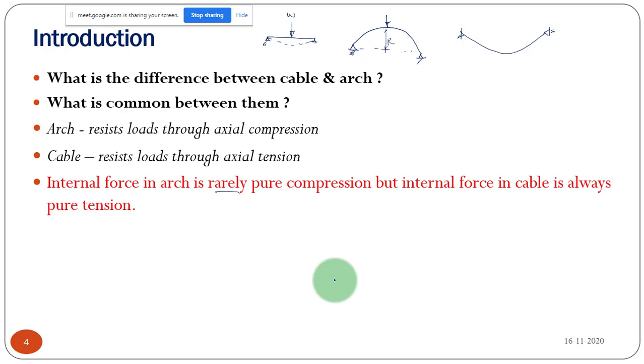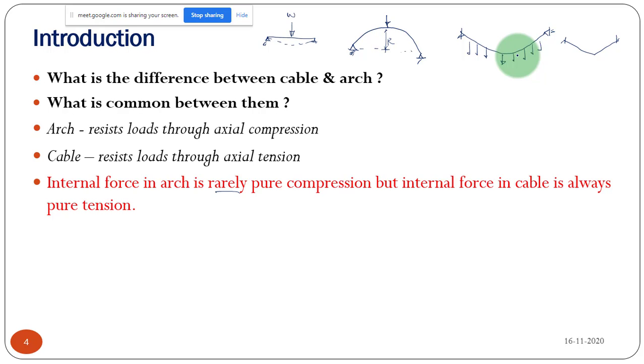Because a cable is a flexible structure, but is an arch flexible? No, it is rigid because an arch is made of masonry or concrete or brick. So it is a rigid structure. Whereas a cable is flexible, and if you apply only one point load, it may take a linear shape like this. But if you apply a uniform load like this, it may take a different shape, maybe a parabolic shape, because it is flexible. The cable structure will keep on changing its shape.